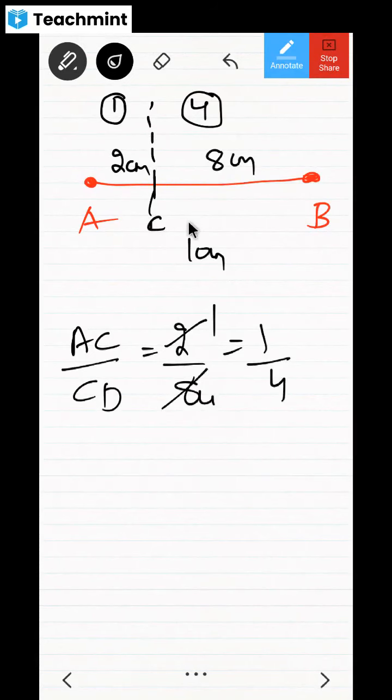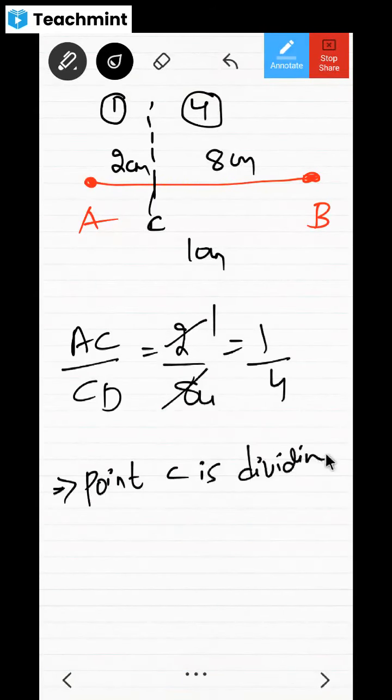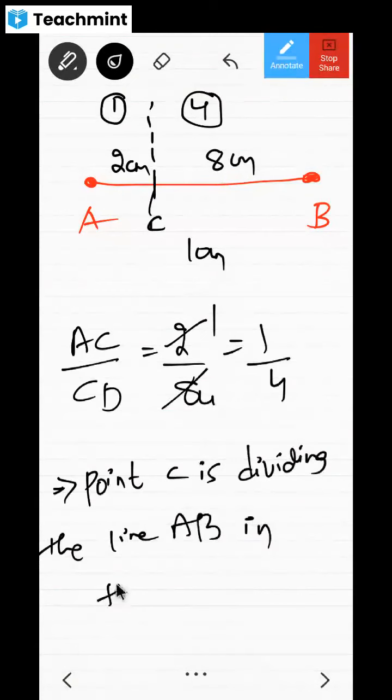Yes, sir. See, 4 times of this 2 is 8. One time 4 times 1 is 4 times, means it is 1:4, no? So that's why this point C is dividing the line AB in the ratio 1:4, or not?